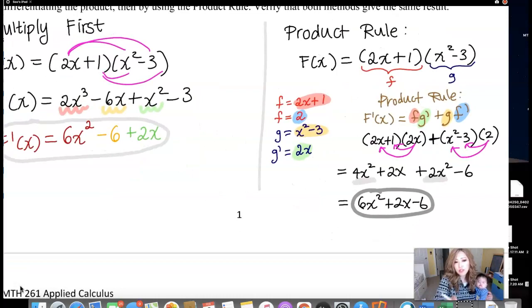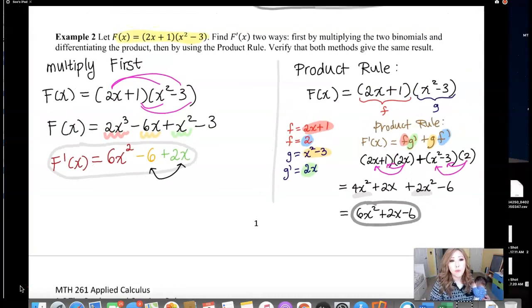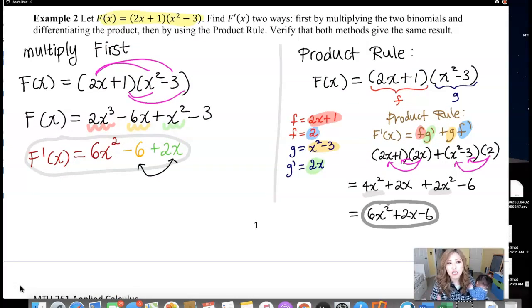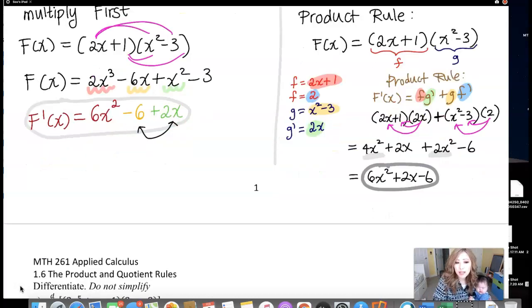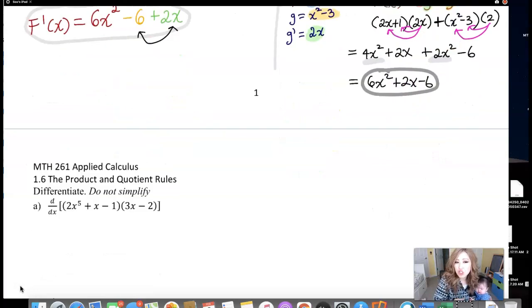Looks a little different. Oh, that's okay. The order is just switched. But they are the same thing, right? So both methods work. Honestly, I think multiplying first was easier for this because it was nothing more than a FOIL problem. But sometimes, like example over here, it'll be easier to do the product rule, especially when they tell you, hey, you don't have to simplify.